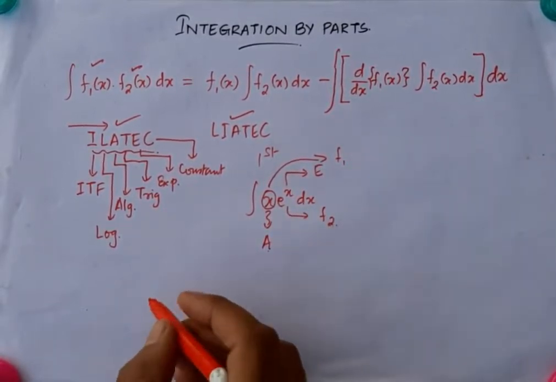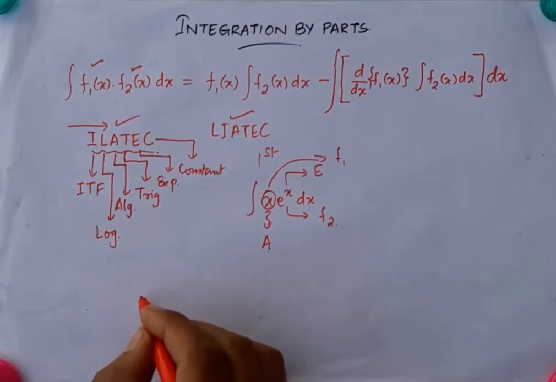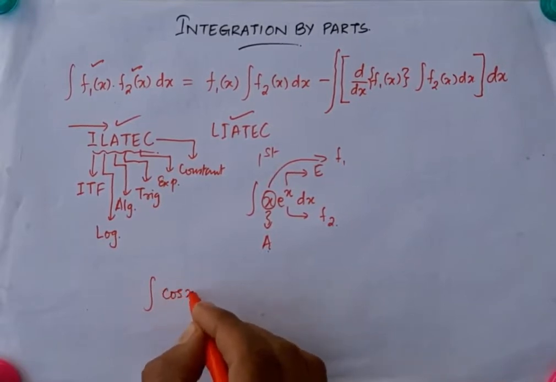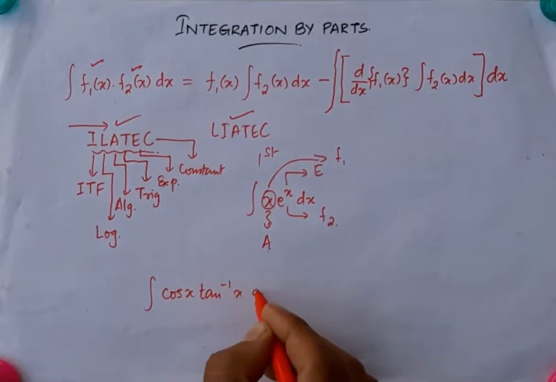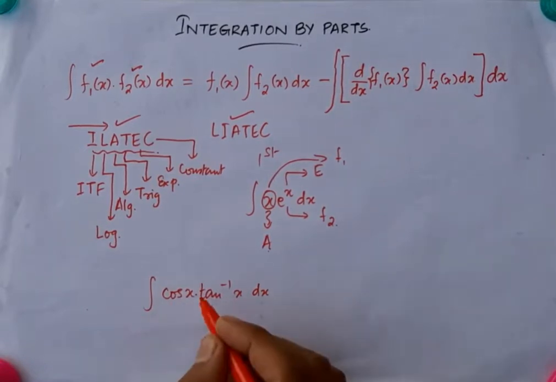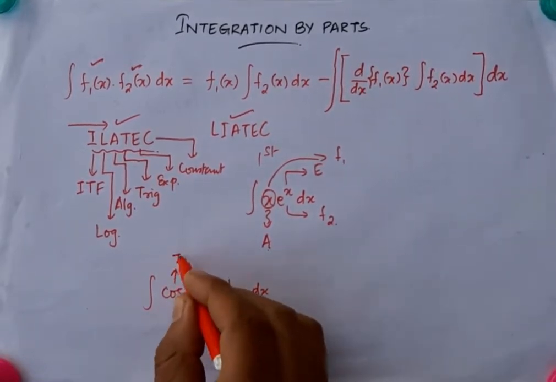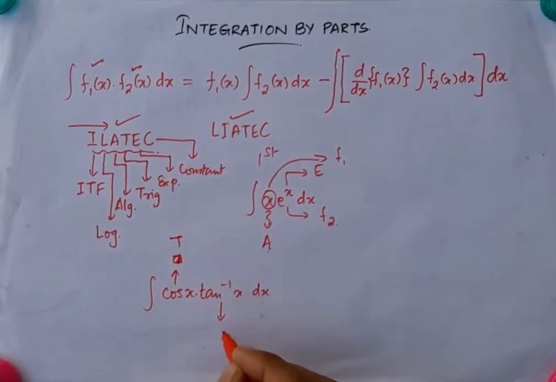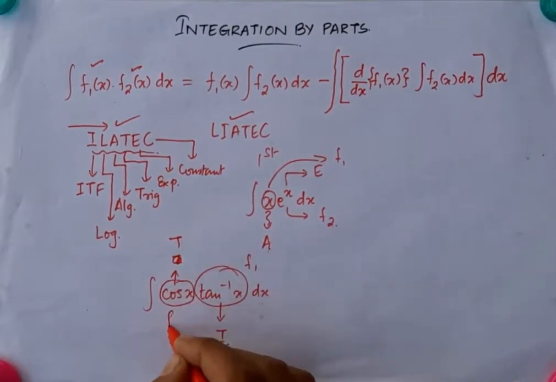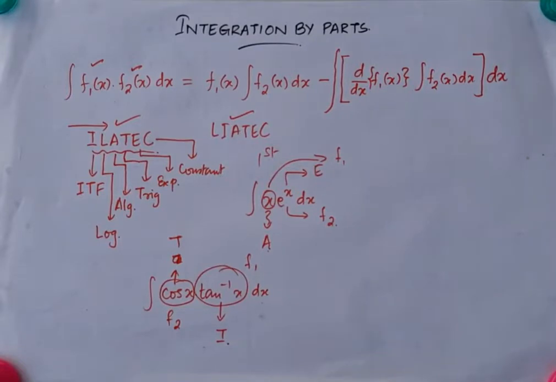Let us take one more example. Let me take cos x tan inverse x dx. Suppose this is my given product. Here cos x is a trigonometric function, and tan inverse x is an inverse trigonometric function. Now which one is coming first in the list? I is coming, so that's why tan inverse x will be my f1 and cos x will be my f2. With that basic, now let's begin the problems on integration by parts.